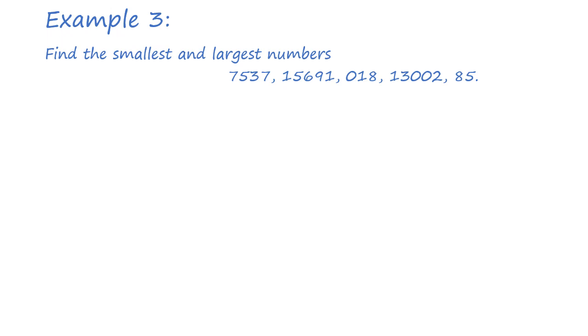So let's first try to find out the number of digits in each of these numbers, and we can quickly write down the number of digits. The first number has 4 digits, second has 5, third has 3, fourth has 5, and fifth has 2 digits. So we see that the second number has 5 digits and the fourth number also has 5 digits.